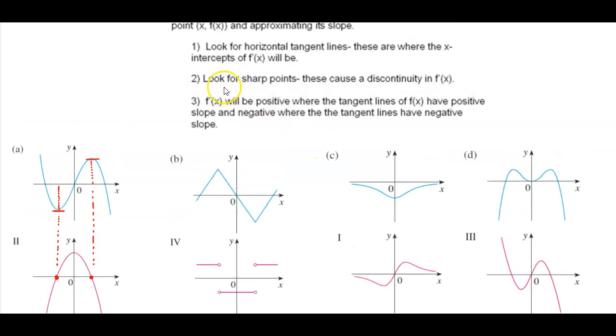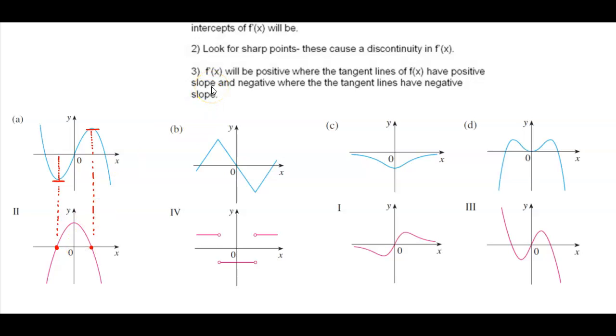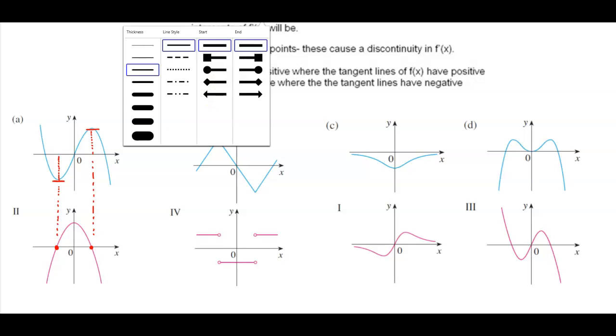Okay, and the next step is to look for sharp points, and these cause a discontinuity in the derivative function. Well, if we take a look at this one, we don't have any sharp points. So this is not going to have a discontinuity anywhere. Okay, and now in step 3, the derivative function is going to be positive where the tangent lines of the function have positive slope, and negative where the tangent lines have negative slope. Okay, so now let's take a look at the slopes.